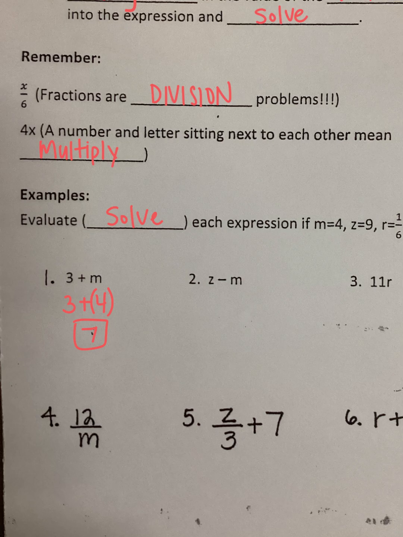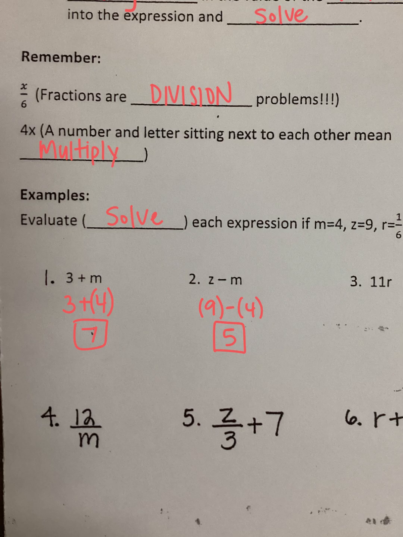Okay, on this one, for number 2, it's z minus m. What is z? 9 minus 4, which is 5. It tells you on the paper, it says m equals 4, z equals 9. We're solving the expressions if m equals 4 and z equals 9. We're just plugging in the values for the variable.